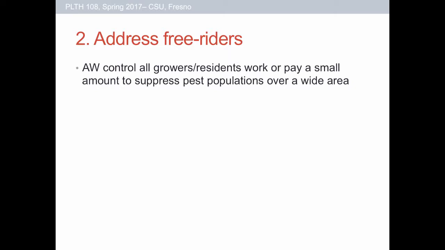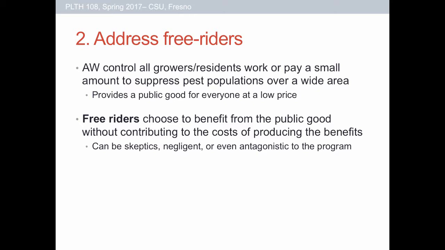So as far as addressing free riders is concerned, the real benefit of area-wide control is that everybody works to pay a small amount in order to suppress a large pest population over a wide area. And as such, it's essentially a public good. You pay a little bit, you get a big benefit. But on the flip side, you don't necessarily need to pay to get that benefit. There are people who are free riders, those who choose to benefit from the public good without contributing to the costs of the benefit.